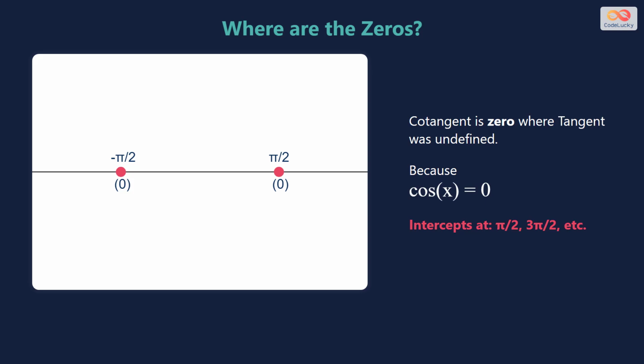Now, where does the graph cross the x-axis? Cotangent is 0 whenever tangent is undefined, or simply when cosine is 0. This happens at pi over 2, 3 pi over 2, and so on. These are the points where our new graph will cross the center line.